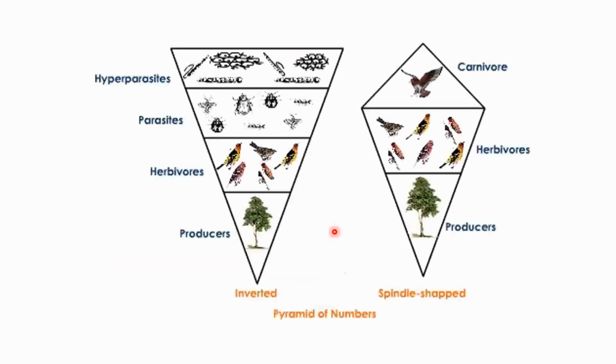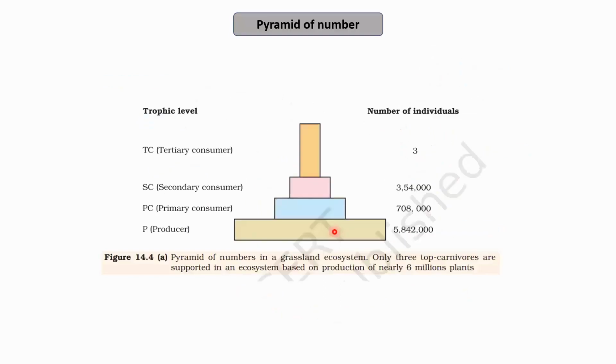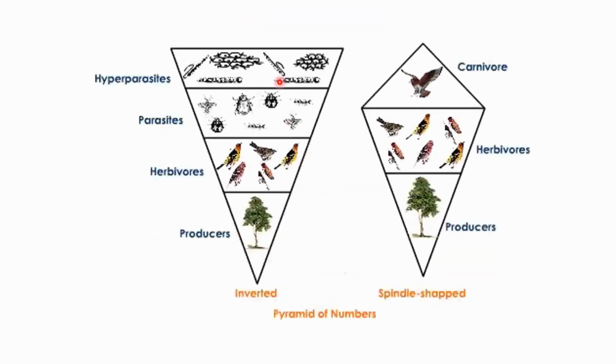However, there are certain cases where the pyramid of number is not upright, just as we discussed in case of the grassland ecosystem, but it can be an inverted pyramid or sometimes a spindle-shaped pyramid. So the inverted pyramids are the ones where, as I mentioned, the base is narrower while the apex is broad.